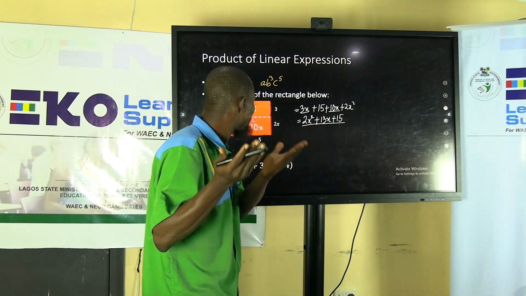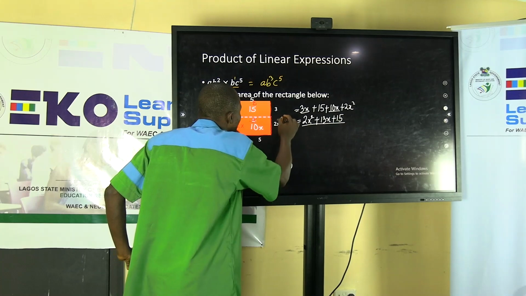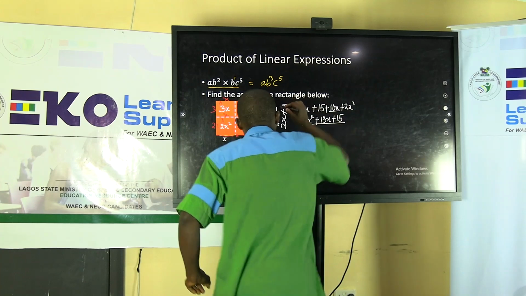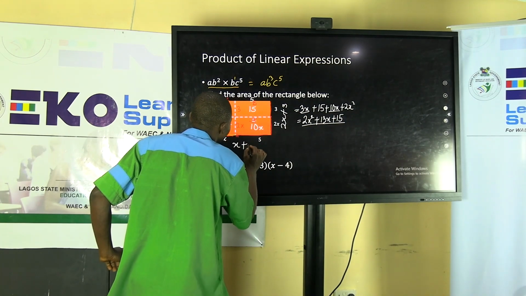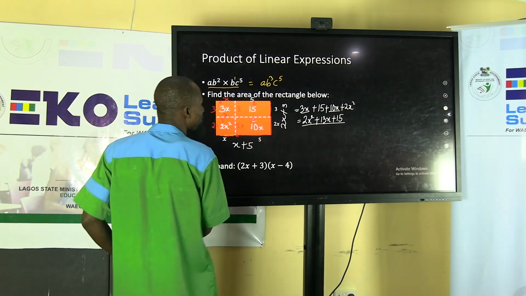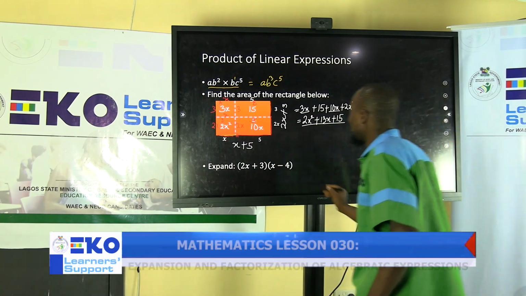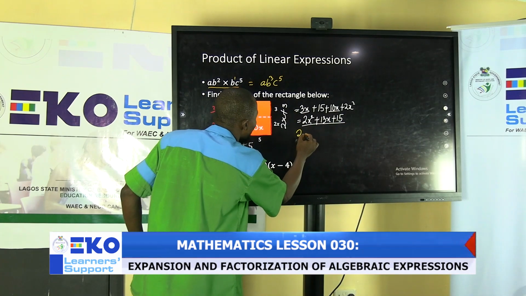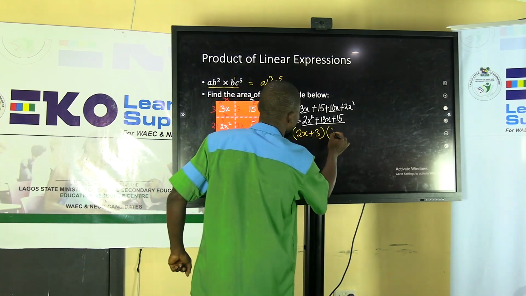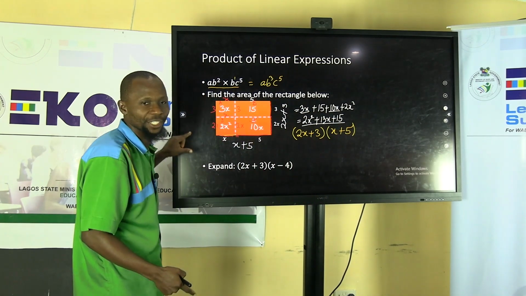Because another way we can get that is if you add everything here. Everything here gives us what? 2x plus 3. This length here is 2x plus 3. And the length here is what? x plus 5. So it's as if we have multiplied them out. What have we multiplied? 2x plus 3 multiplied by x plus 5. And our result must be the same thing as what we have got here.